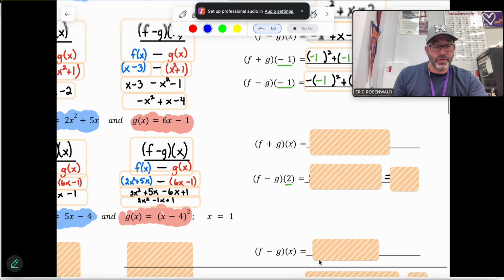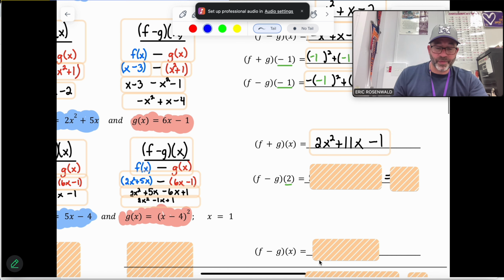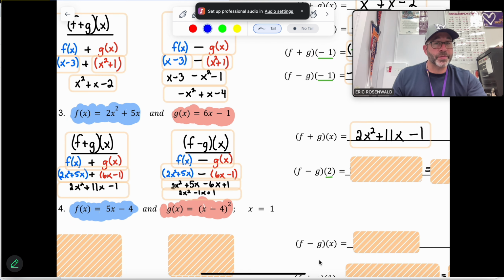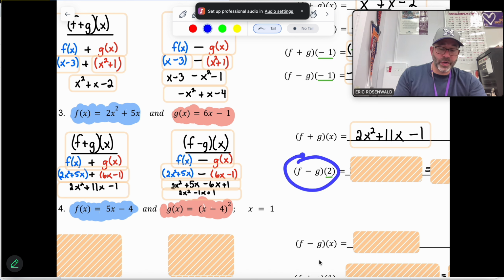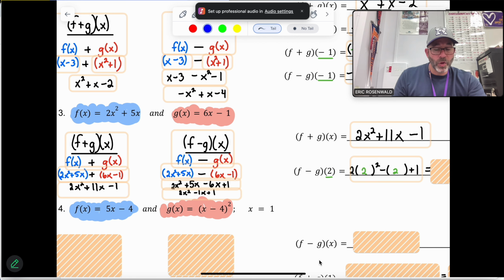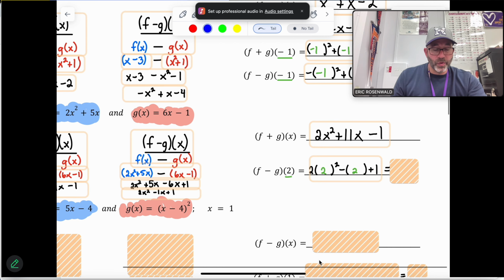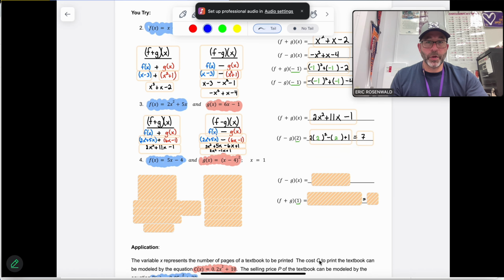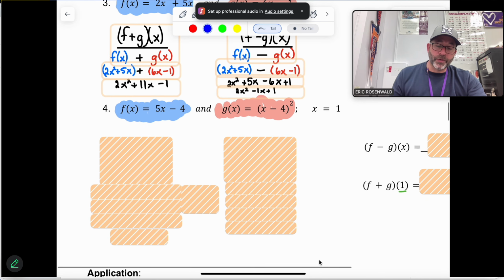We'll move those over. So the f plus g of x is just 2x squared plus 11x minus 1. For f minus g of 2, we're going to take the 2 and put it into the second equation here. So we'll have that x replaced with a 2. And then we simplify that and we end up with a positive 7. Okay? Let's continue with number 4.